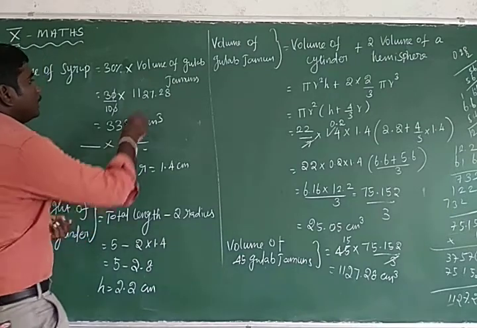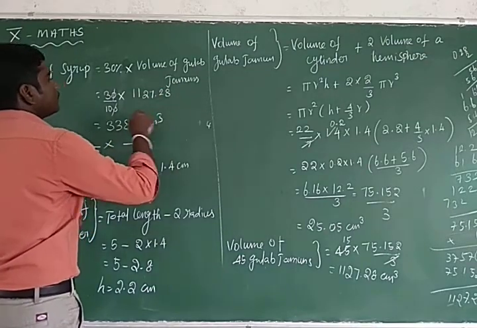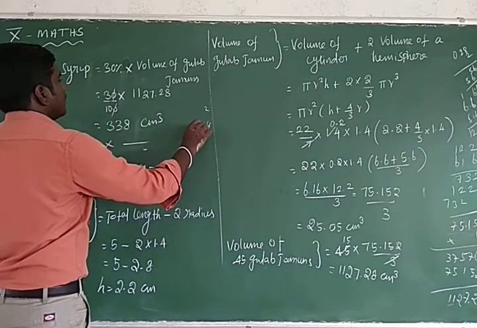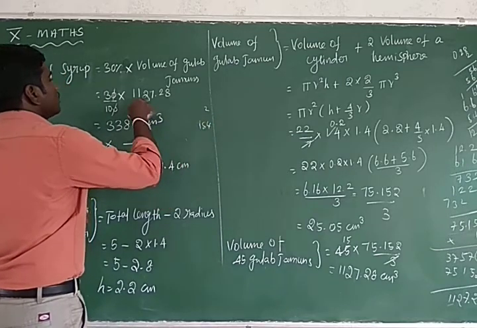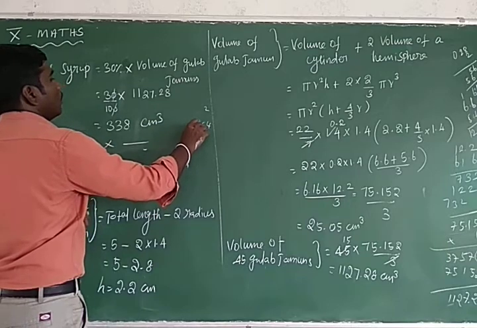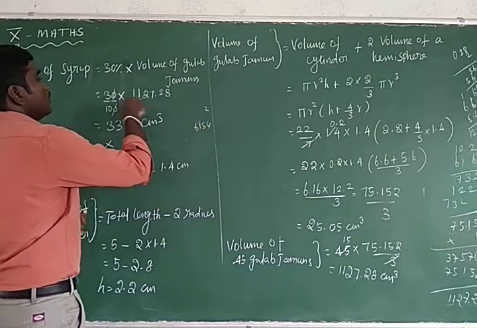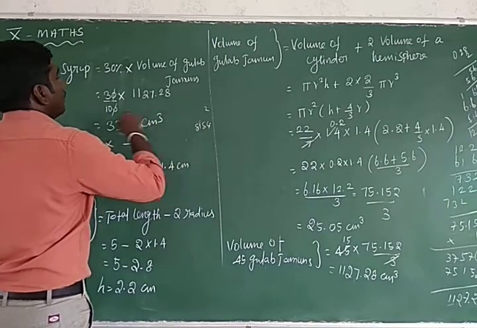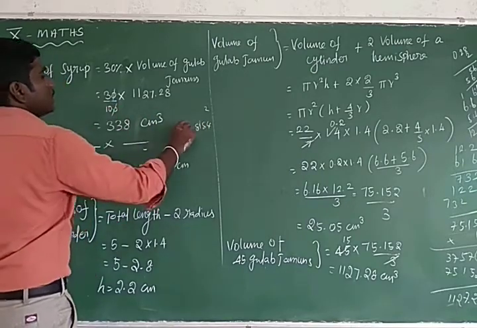Once again multiply. 3 8s are 24. Balance 2. 2 3s are 6, 8. 7 3s are 21. Balance 2. 7 3s are 28. Balance 2. 6. 2 3s are 6. 6 plus 2, 8. 8. Balance no. Okay, 1 3 is 3, 3 3.